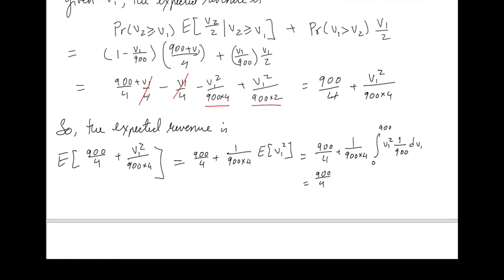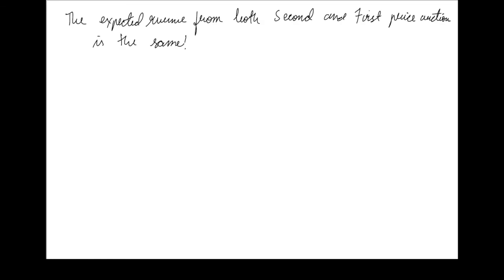So we've got 900 over 4 plus 1 over 4 times 1 over 900 squared times V1 cubed divided by 3, evaluated between 0 and 900. So that's just 900 divided by 4 plus 1 over 4 times 1 over 900 squared times 900 cubed over 3. So we can cancel the 3 with the 900 to get 300. So we get 1200 divided by 4, which is 300. So what we see here is that the expected revenue from the first price and the second price auction are both 300. This is not a coincidence.